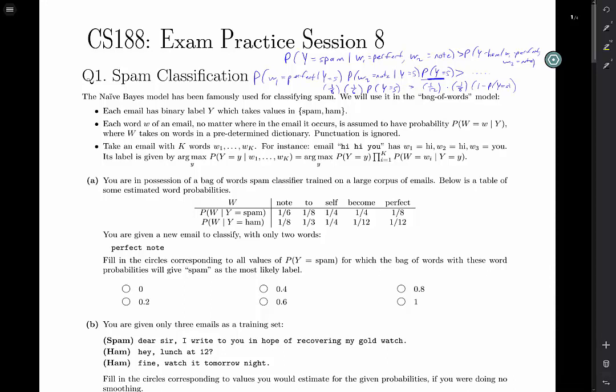So now we have an equation with only probability of y equals s. If we do the math, which is detailed in the solutions, we'll get that probability of y equals s is greater than 1 over 3. So that's when we'll classify it as spam. Now we can go to our solutions, and anything greater than 1 over 3 we bubble in. So all of these.